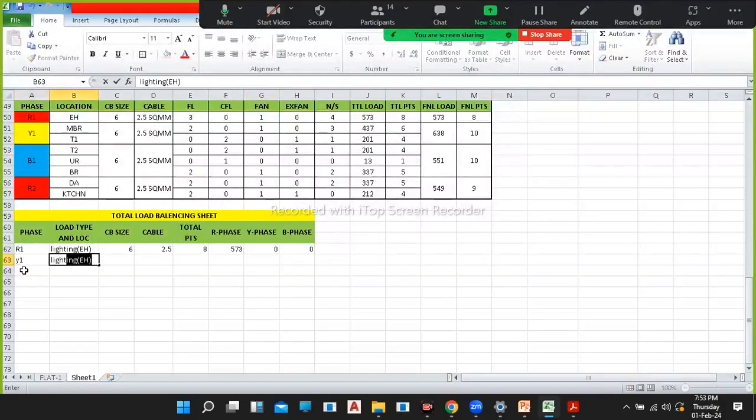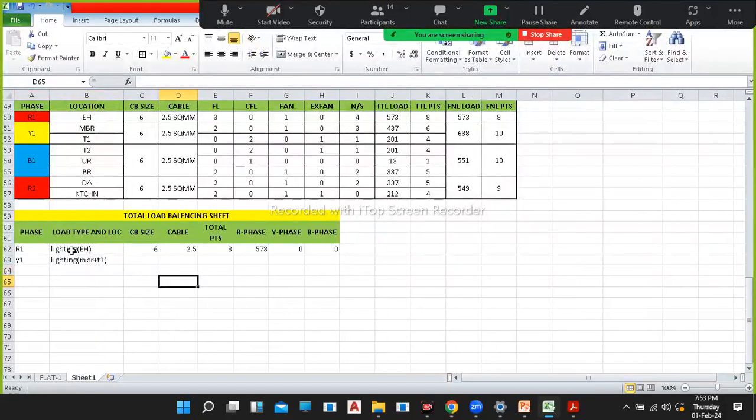Y1 phase was also occupied by lighting, but which room has it gone to, guys? Master bedroom plus toilet 1. Am I right or not? Okay, it has gone to master bedroom plus toilet 1. Same 6 amps, 2.5 square mm, and the total points done are whatever we have already done, we are just representing here. Because it's a scheduling sheet that we've done. Now we are doing total load balancing. Total load balancing means it should be the summation of all the things. So 638, then again 0.